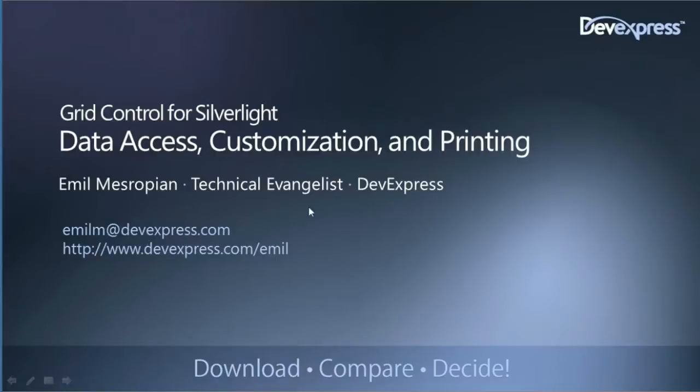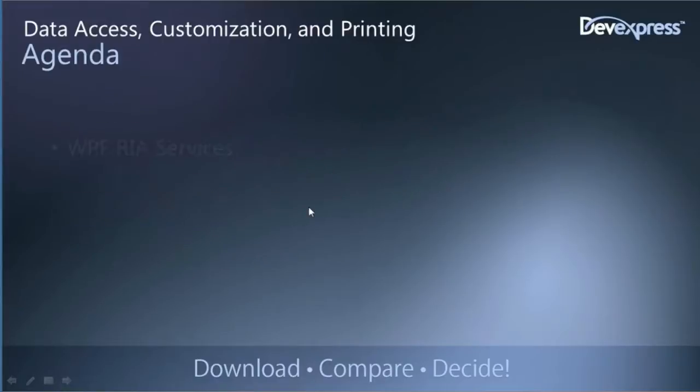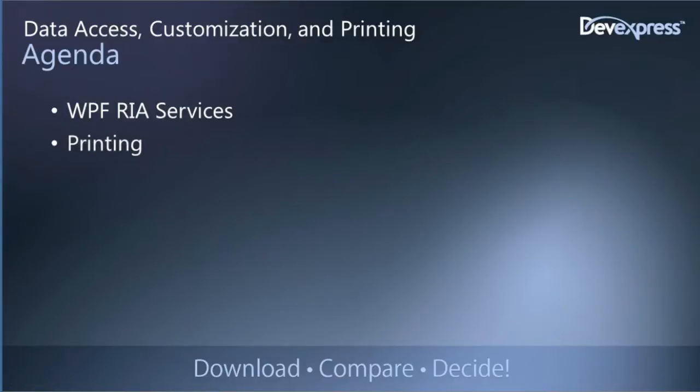Take a quick look at the agenda. Oh, it's supposed to be WCF. See, there it is first, but it's WCF RIA services, not WPF RIA services. We'll look at combining the grid control using RIA services to data. We'll take a look at print preview, how to print that out, and what exporting options you are provided.